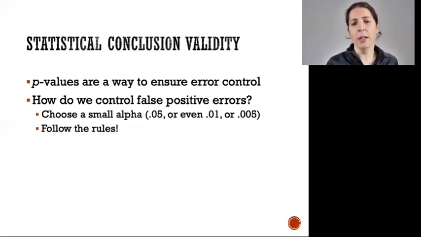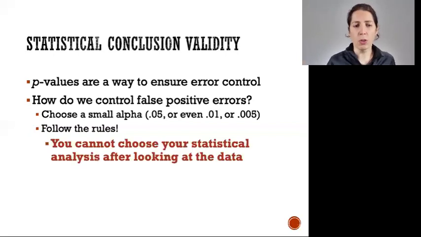And to do that, you have to make sure that you don't choose your statistical analysis after looking at the data. All these things that we talked about, p-hacking, harking, file drawering, have to do with making a decision about how to analyze or interpret your data after you've already seen some results. And NHST does not allow that. If you want p-values to have their meaning and you want error control, you want your false positive error rate to be controlled at alpha, then you have to follow the rules of NHST.